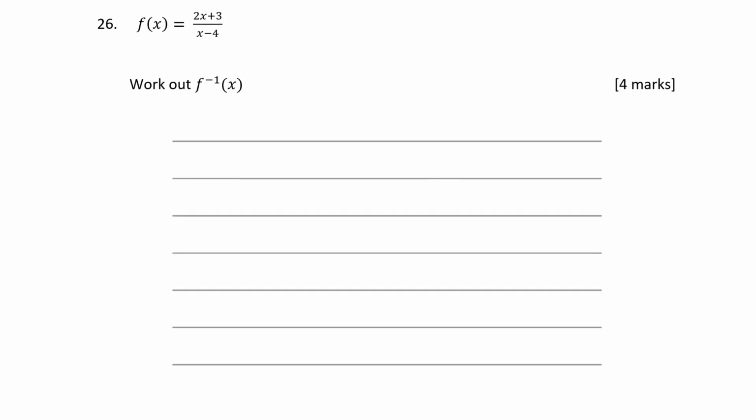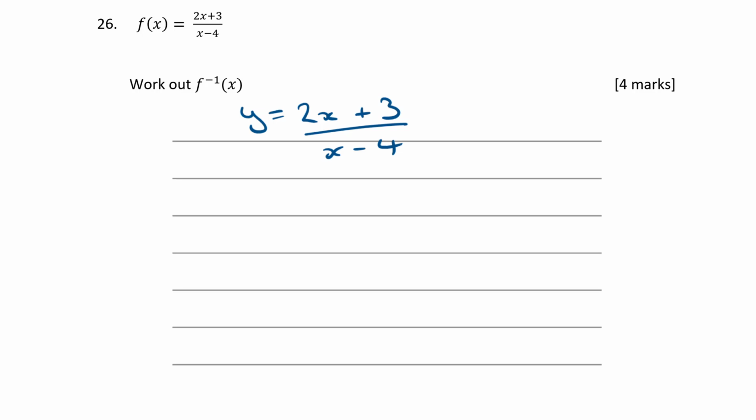Question 26, we're given a function f of x as 2x plus 3 over x minus 4, and we need to work out f to the minus 1 of x, or the inverse function. Now, the technique for doing this is just start off by replacing f of x with y, so make it y is equal to 2x plus 3 over x minus 4, and then try to change the subject of the formula, so you make x the subject rather than y. That's the first step anyway.